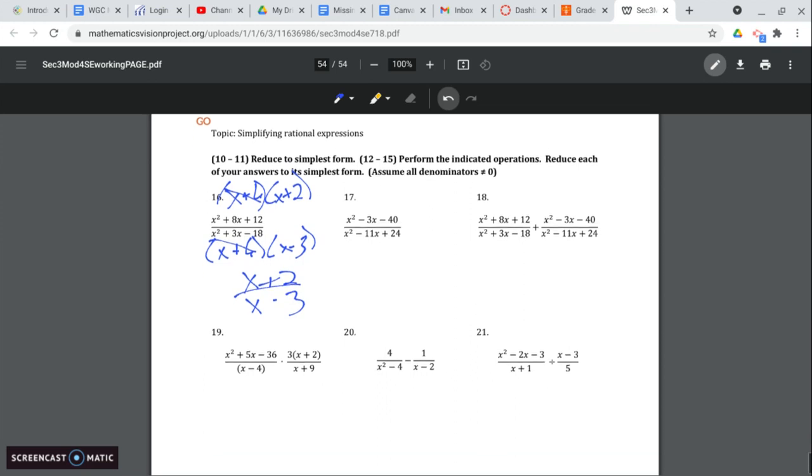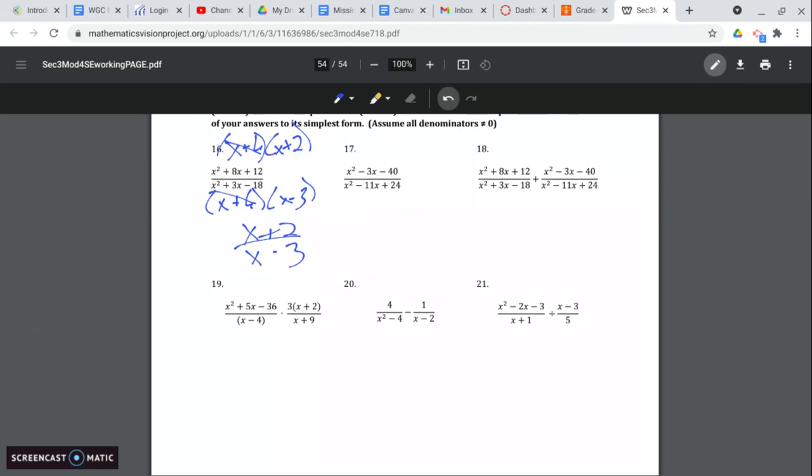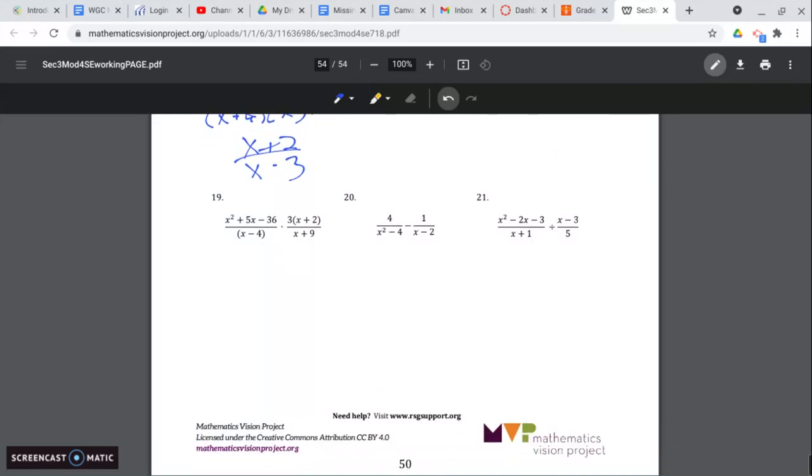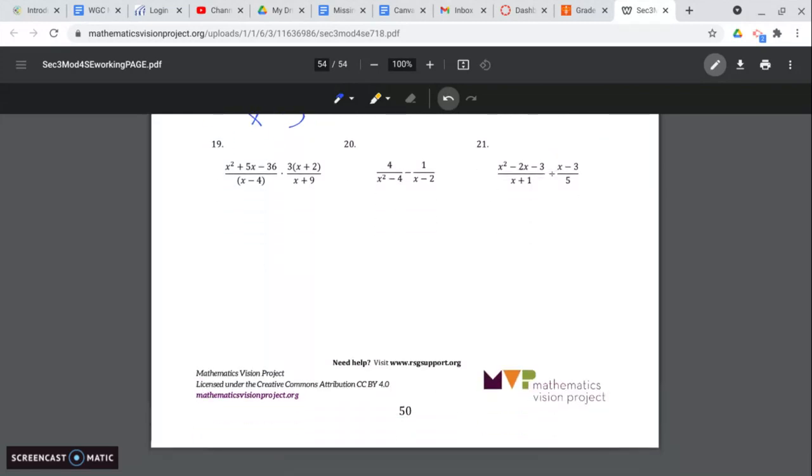It's the same idea for 17 and 18. For 18, you just have the fact that there's addition as well. For 19, we have some of it factored, but not all of it. So factor this over here. What two things multiplied together give us negative 36? That would be x plus 9 and x minus 4. Together they'll also give us x plus 5 when we add them. So now we have the x minus 4 and x minus 4. We have x plus 9 and x plus 9. So our answer is just 3 times x plus 2.